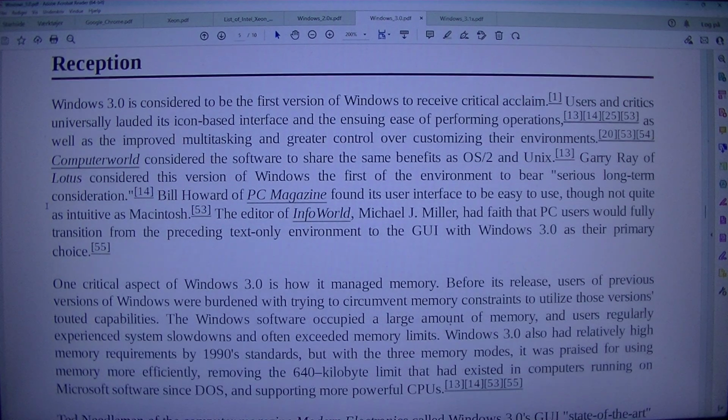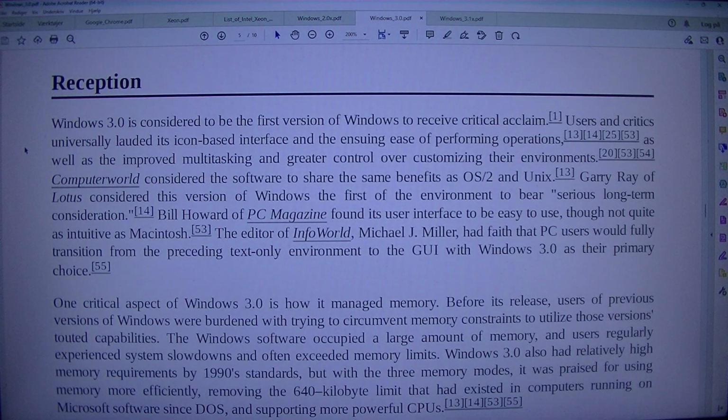Reception. Windows 3.0 is considered to be the first version of Windows to receive critical acclaim. Users and critics universally lauded its icon-based interface and the ensuing ease of performing operations, as well as the improved multitasking and greater control over customizing their environments.